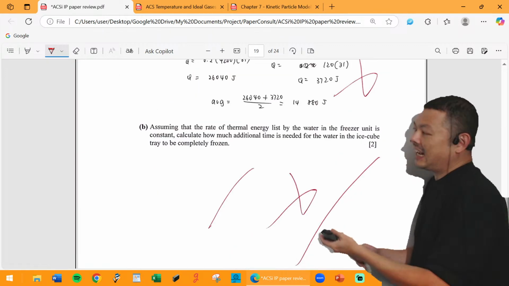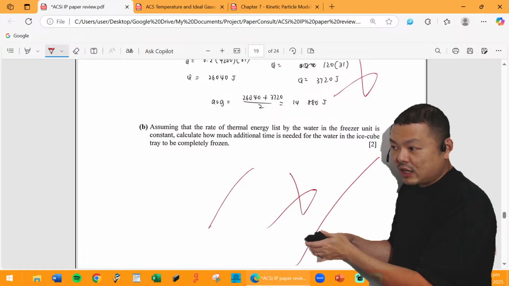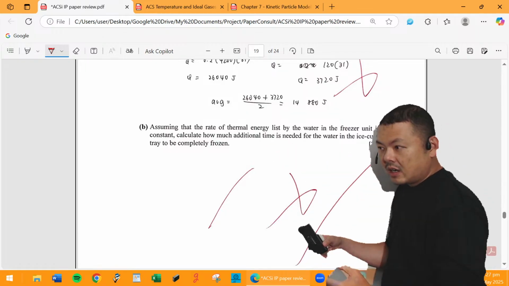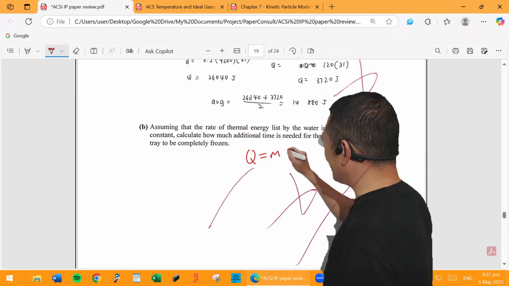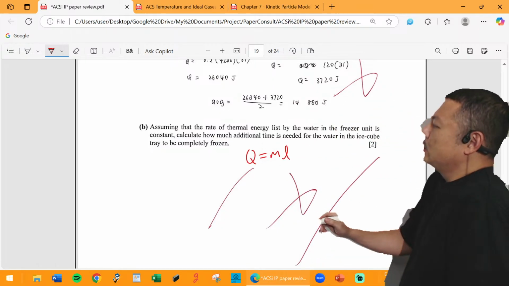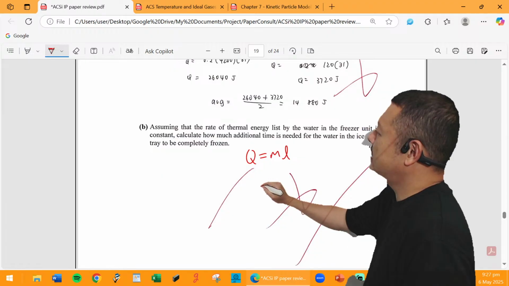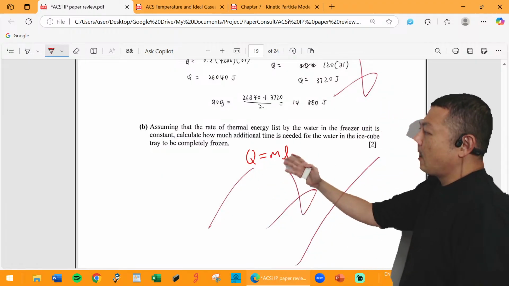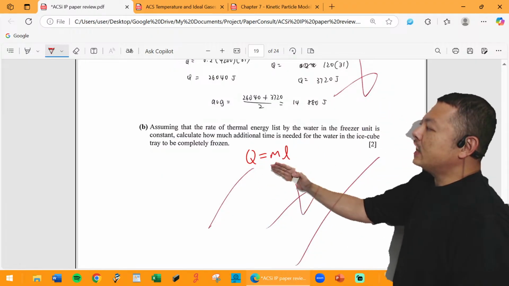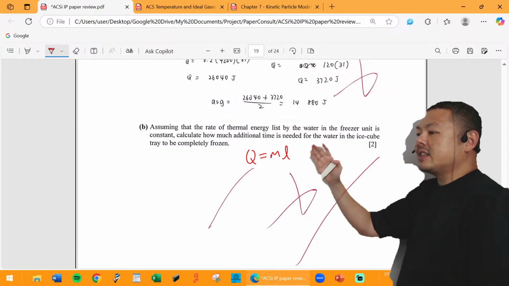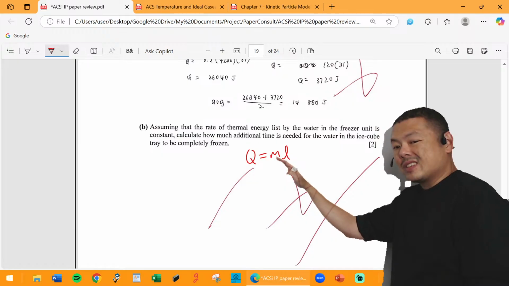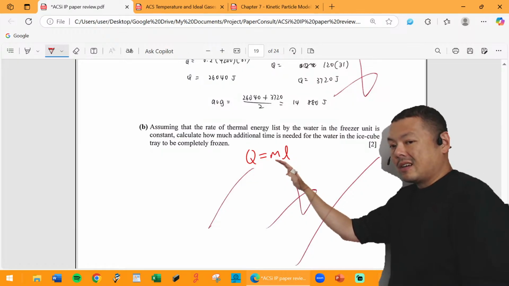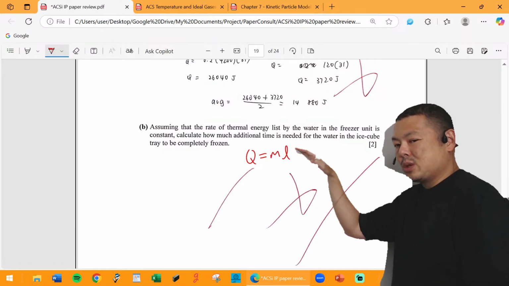You need to change its state, but what do you need to remove? Latent heat. So you need to remove Q equals ml, right? You need to find out how much heat you need to remove from the water. You don't need to remove any more from the tray because the tray is at 0 degrees Celsius. You remove this latent heat from water, it's going to stay at 0 degrees Celsius, right?